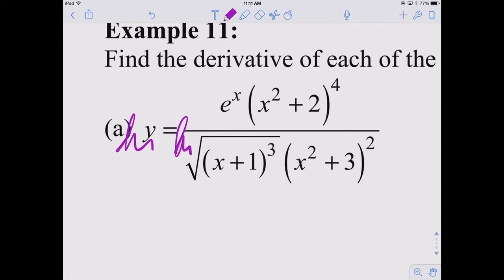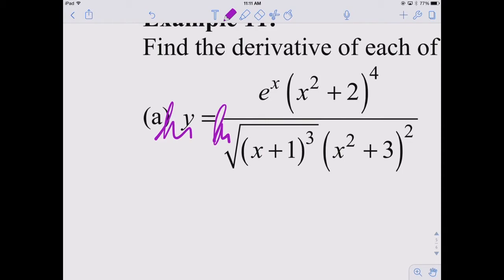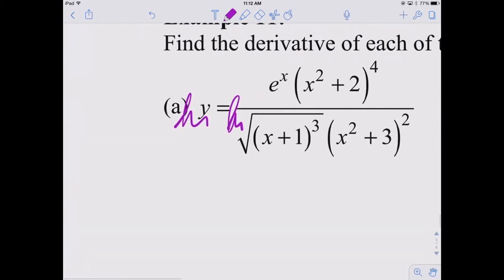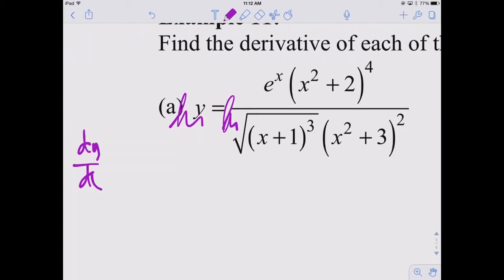Yeah, you can actually take the natural log of both sides. Now, you got to be careful, because if you take the natural log of both sides, remember, we are after dy dx, right? What we've done is we have made the problem now an implicit problem. It's no longer explicitly solved for y. It's implicitly solved for y. But do we know how to do implicit differentiation? We do. Okay. So why would it be, one more time, advantageous to take the natural log of both sides in this case?